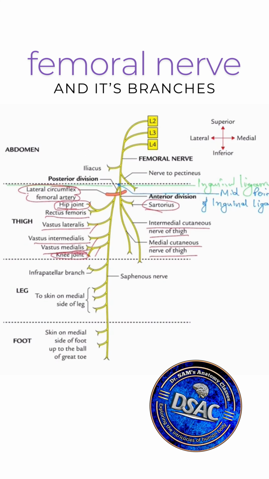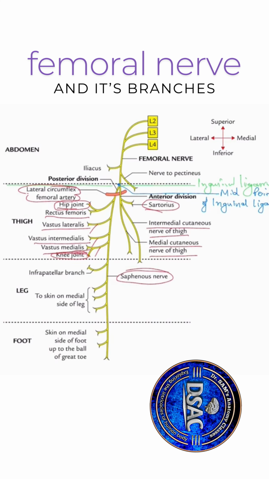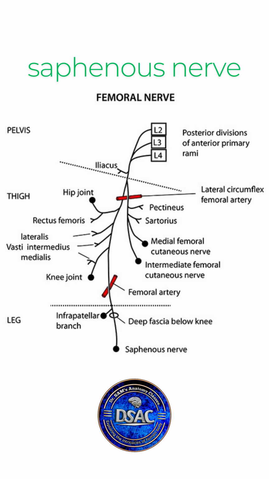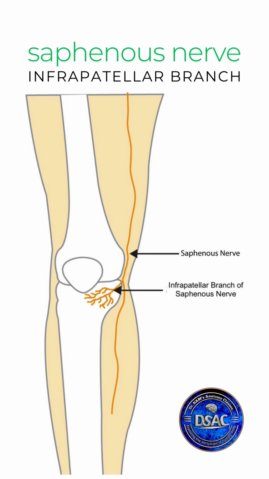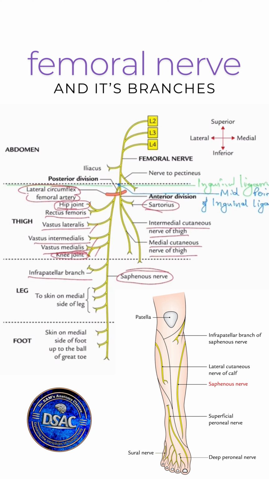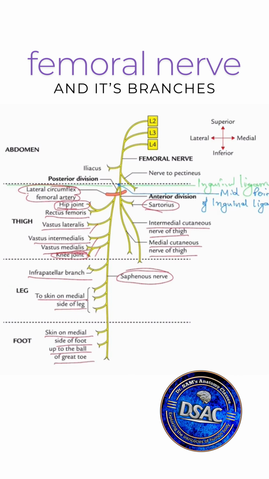One important thing is you can see that the posterior division continues as saphenous nerve, which is arising from the posterior division of the femoral nerve. It perforates the deep fascia on the medial side of the knee joint and then it becomes cutaneous. And when it becomes cutaneous, it soon gives its branch called infrapatellar branch, which supplies the skin overlying the ligamentum patellae. Then it supplies skin on the medial side of the leg and the skin on the medial side of the foot up till the ball of the greater toe. So remember all these important points, and remember that saphenous nerve is a branch arising from the posterior division of femoral nerve.